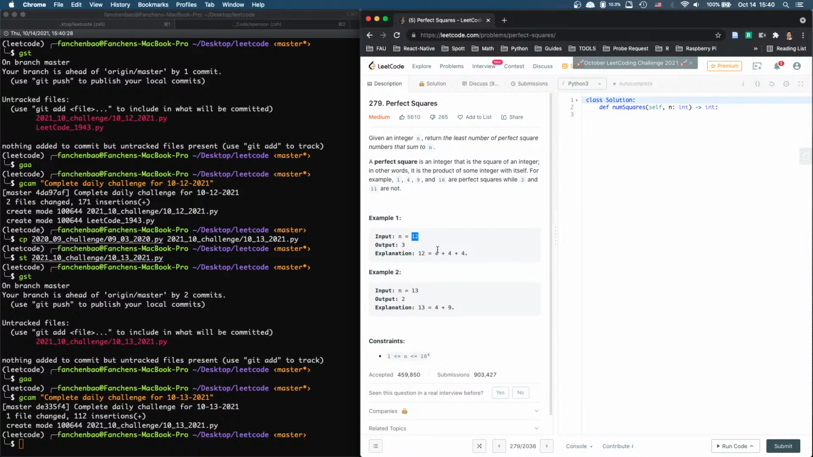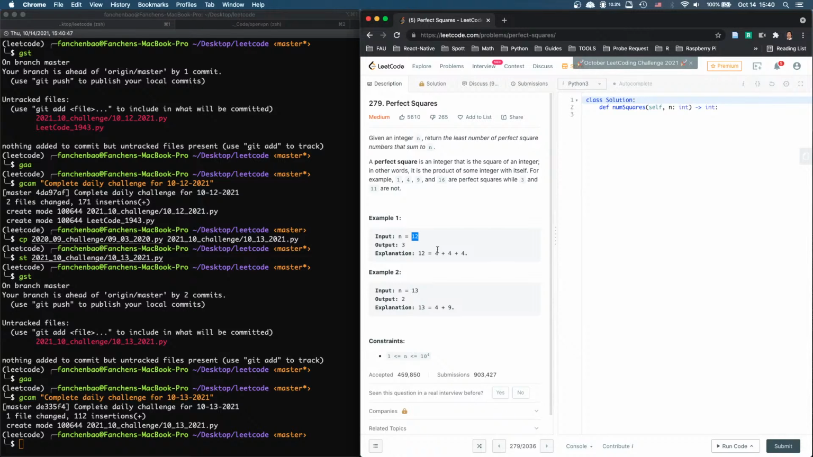How about 13? But 13 will be 9 as well. So we have 9 for 1, right? And then we say, okay, we take 9. So we need to find the largest. We can turn 4. Yeah.